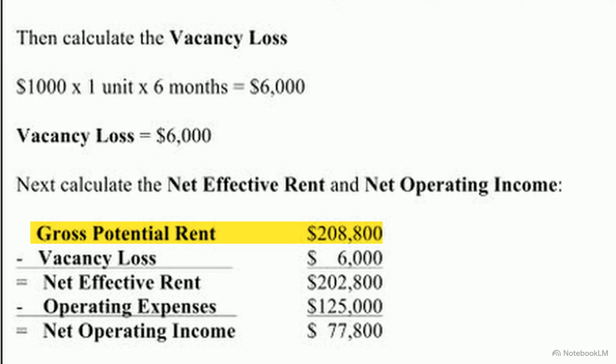The starting point is gross potential rental income. This represents the absolute maximum income the building could generate if it were 100% occupied. Here, that totals $208,800. Because spaces go vacant and tenants sometimes fail to pay, we have to immediately deduct a vacancy loss. Subtracting that $6,000 gives us the net effective rent. The final step to find NOI is subtracting all operating expenses, things like utilities, trash removal, and regular maintenance. Be careful not to confuse routine operating expenses with major capital expenditures, like a new roof. Subtract the operating expenses, and we land at a net operating income of $77,800.